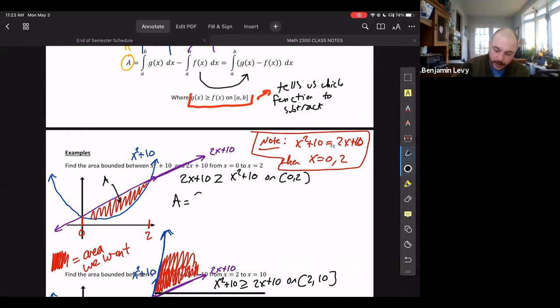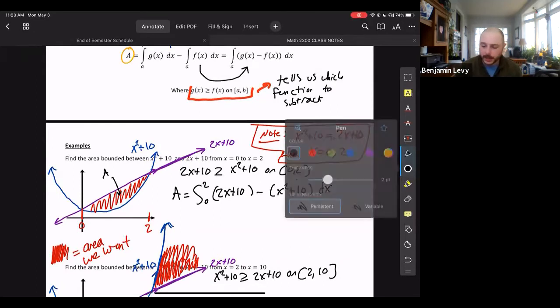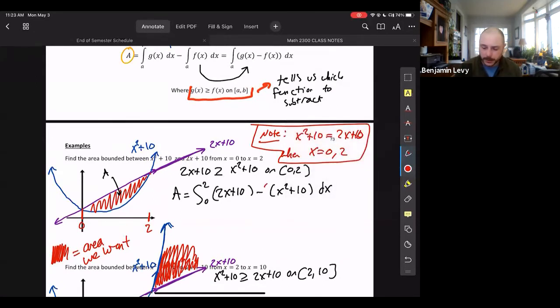it's going to be the integral from 0 to 2 of the one on the top, 2x plus 10, minus the one on the bottom, x squared plus 10, dx. And we want to be careful about that minus sign. We need to distribute that minus sign. But otherwise, this is a pretty easy problem now, right? It's just going to be anti-power rule, and we'll be able to figure out that area between the two of them.